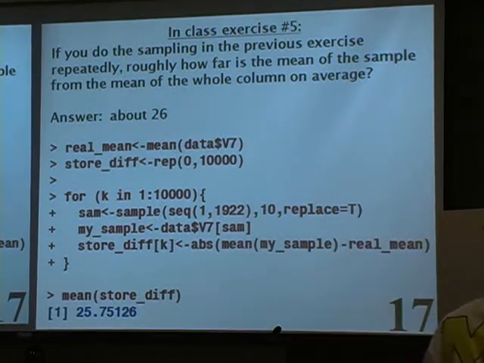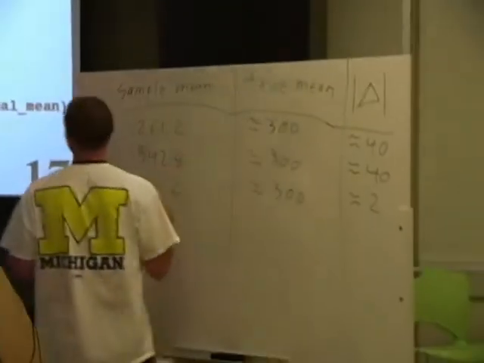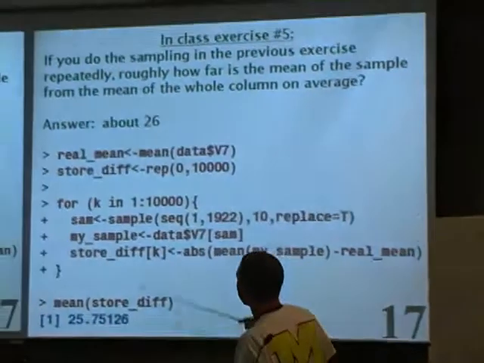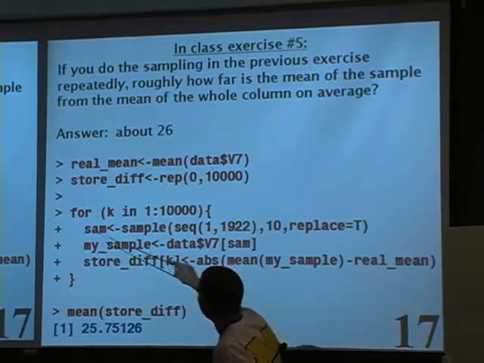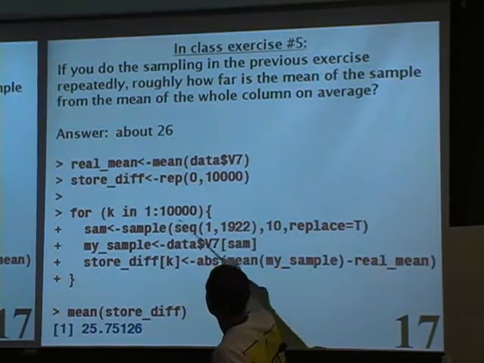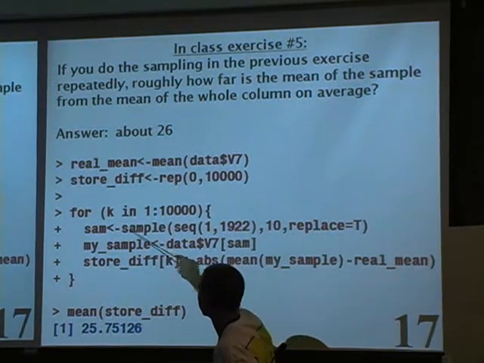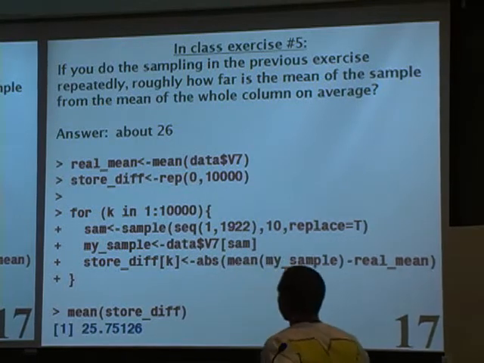So like, these could be the first three, 40, 42. I'm going to do it 10,000 times. And then here I start writing the loop. This is sort of how a loop looks in R. For k in 1 colon 10,000, right? So k is going to start at 1 and go up to 10,000.